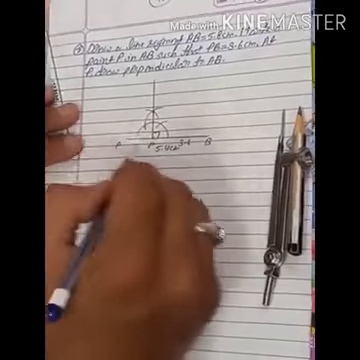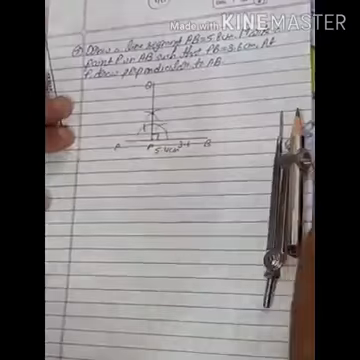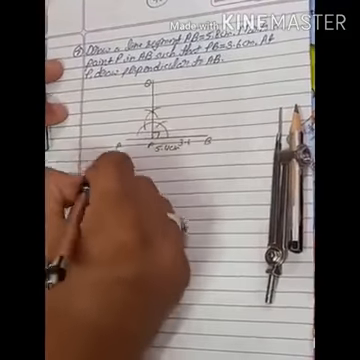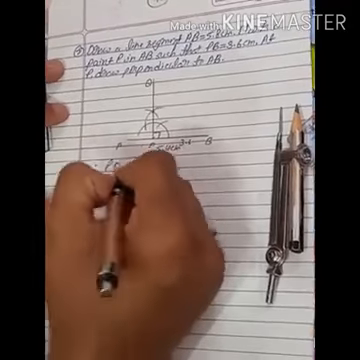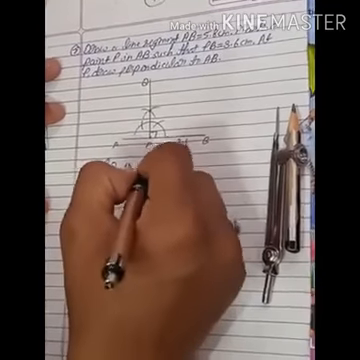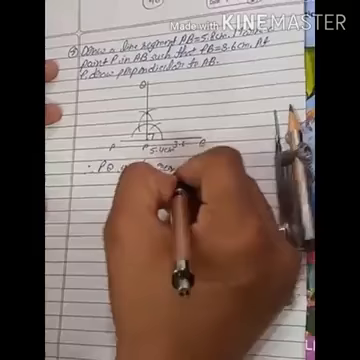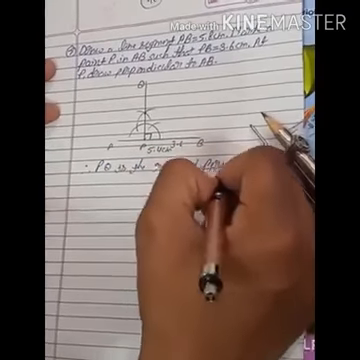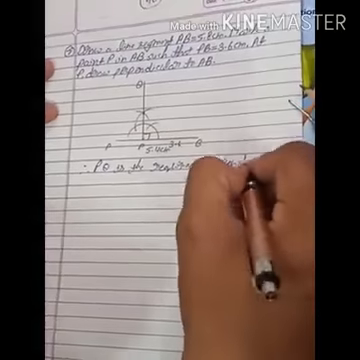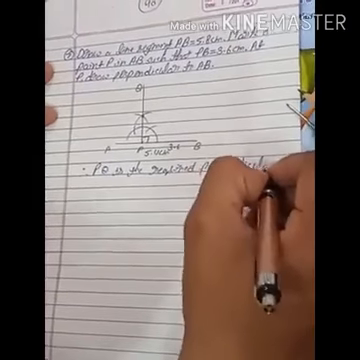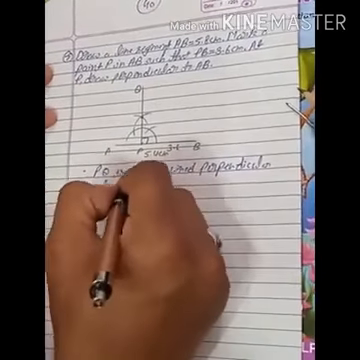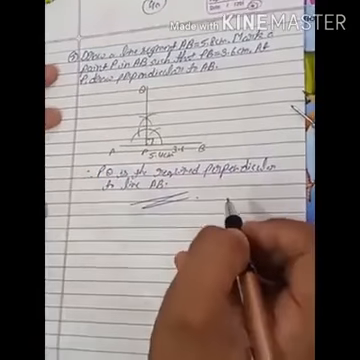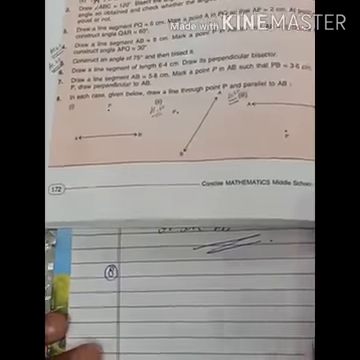Then here we can write Q. So students, therefore PQ is the required perpendicular to line AB. Now students, see 8th question.